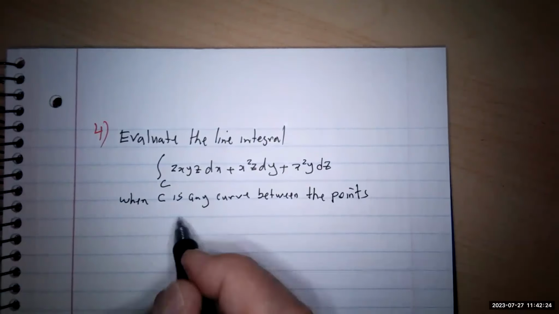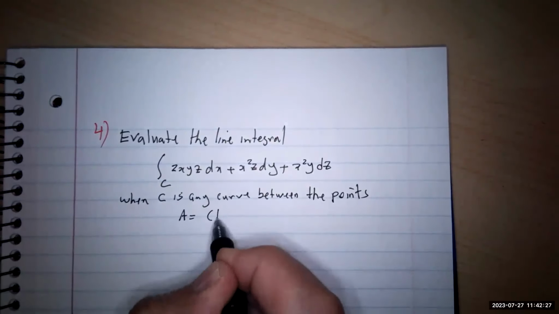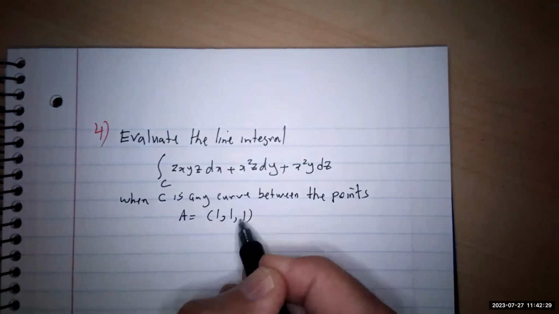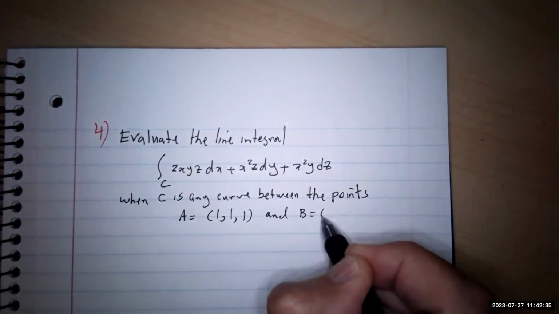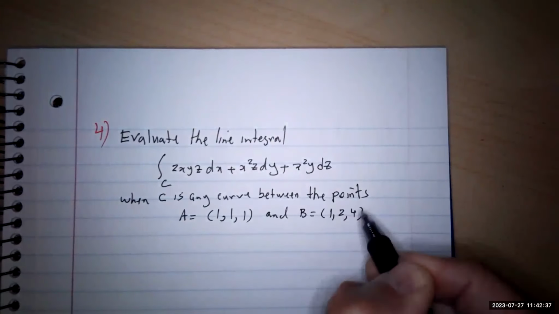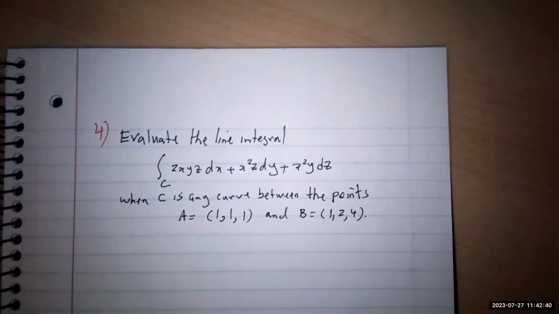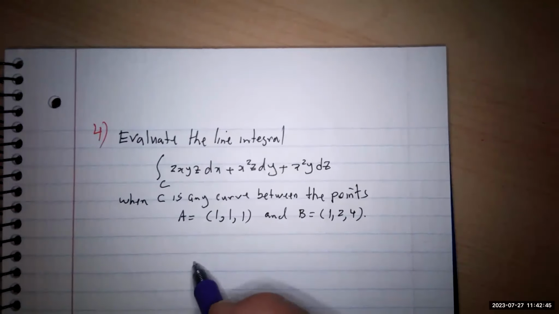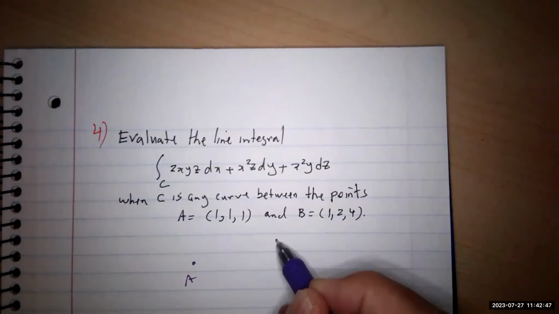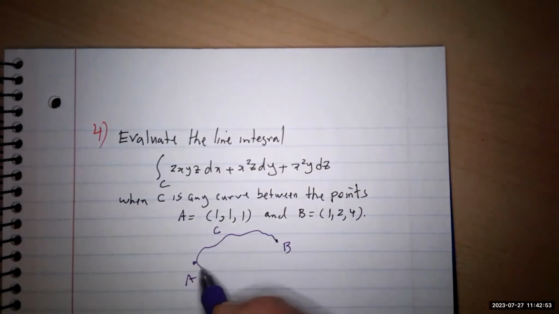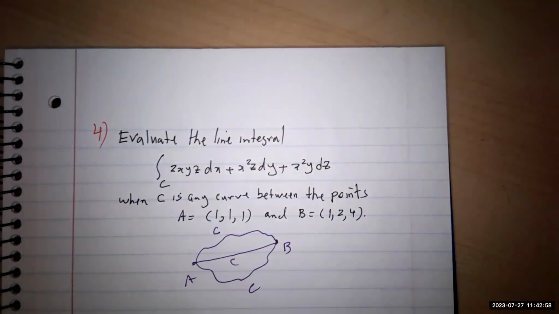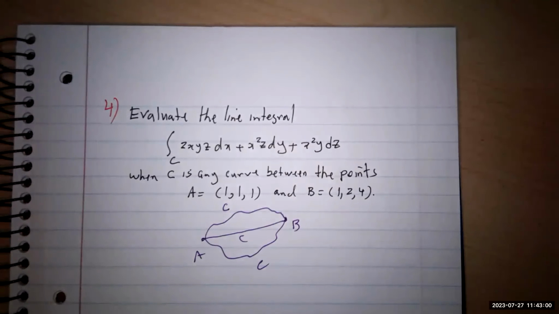Okay, the points, we call them A and B. This is going to be (1, 1, 1), and the other one is going to be (1, 2, 4). You see, it's any C, not a specific one. So this is situated like this: this is A, this is B, so this may be C. This can be C, or this can be C. You don't have any specific C.